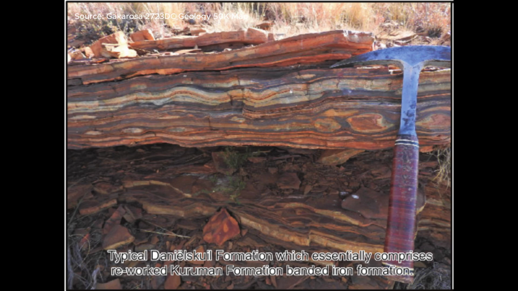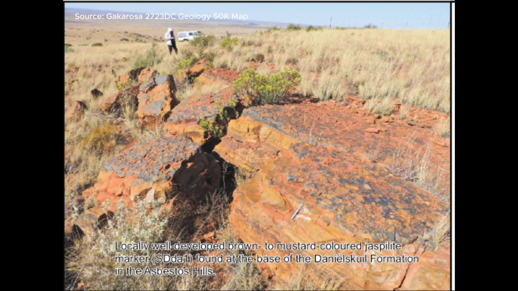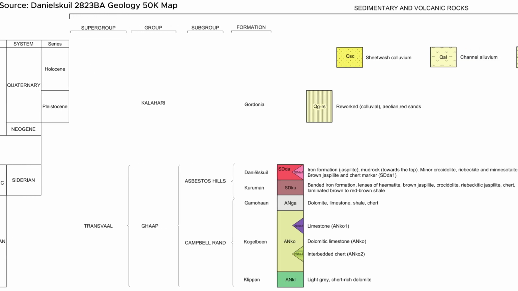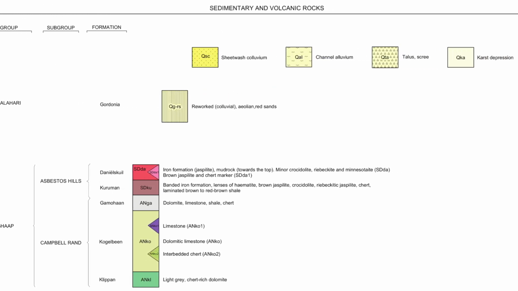The Kogelbeen dolomites are overlain by the iron-rich Paleoproterozoic sequences of the Kuruman and Daniels Kuil formations. These are separated conformally by a dense weather-resistant jasperite layer. Together, these formations constitute the Ghaap group of the Transvaal supergroup.